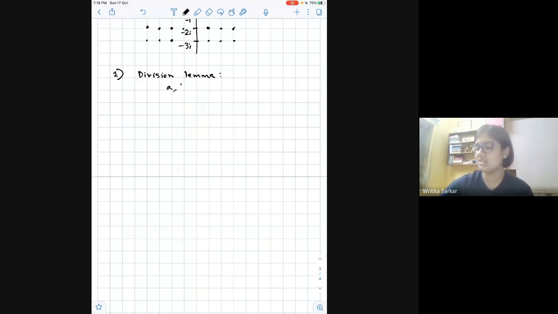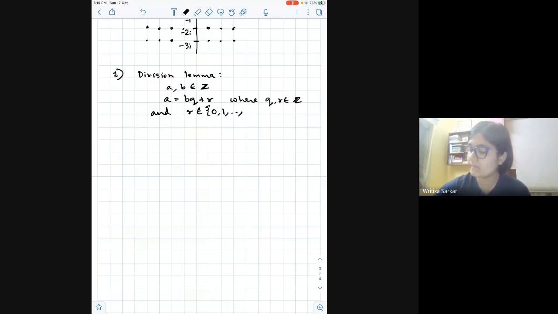That if you have integers a, b, then you can write a uniquely in the form bq plus r, where q and r both are integers, and r is one of these numbers: 0, 1, ..., b minus 1.